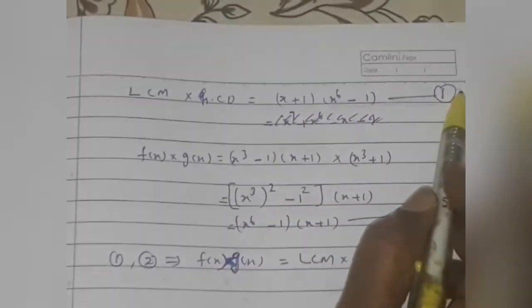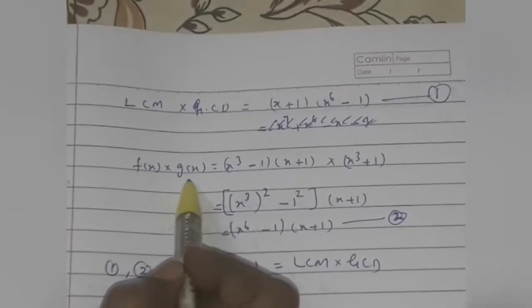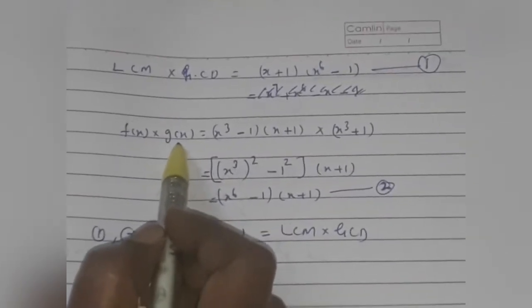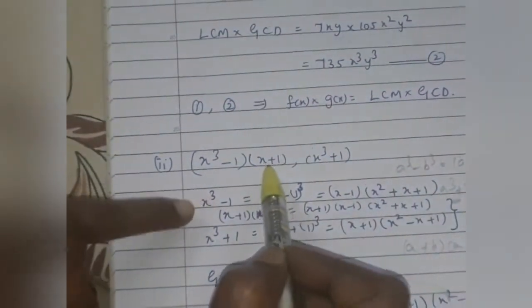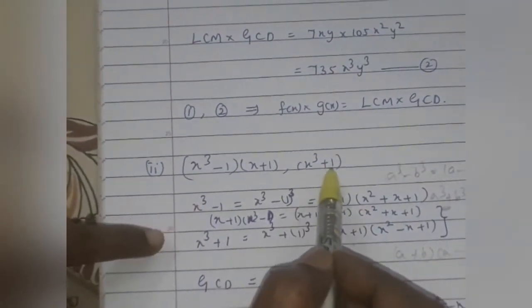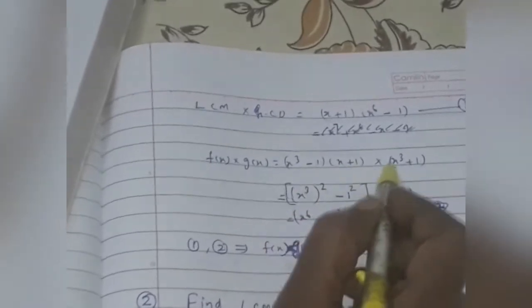You can take that one. If f of x into g of x, for f of x it is given as x cube minus 1, and for g of x, x cube plus 1. So if you multiply these two things, what you are getting is x cube minus 1 into x cube plus 1.